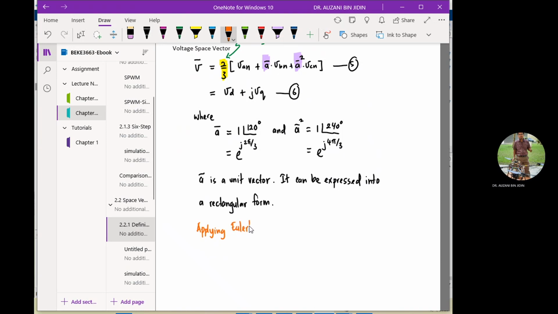Euler's theorem. So where in this theorem, if you have e^(j theta), you can transform it from the exponential form to the rectangular form, cos theta plus j sin theta. Okay.